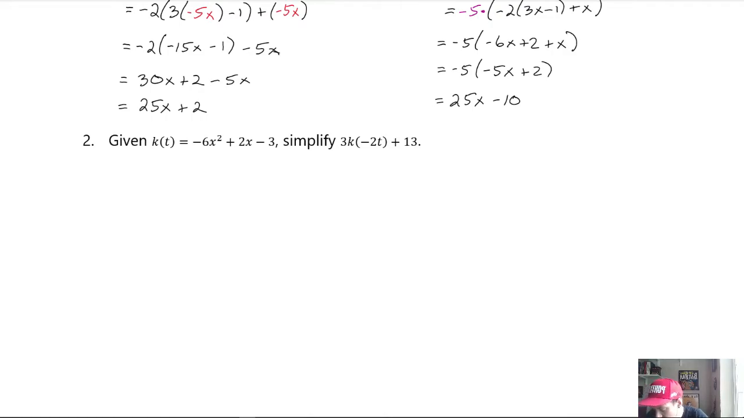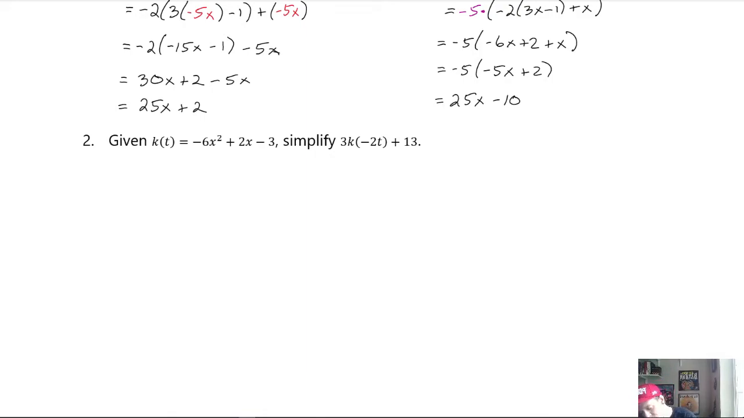This is giving us the function k of t equals negative 6x squared plus 2x minus 3. And we want to simplify 3 times k of negative 2t, close parentheses. So negative 2t is the new input for k. And then we're going to multiply all of that by 3. And then we want to add 13 to that. So plus 13 at the end.